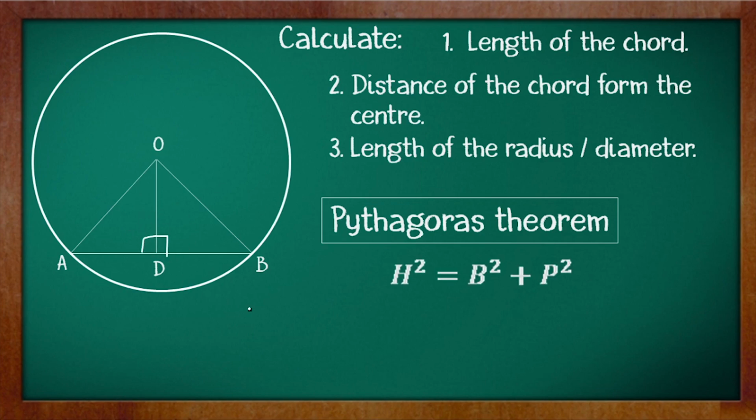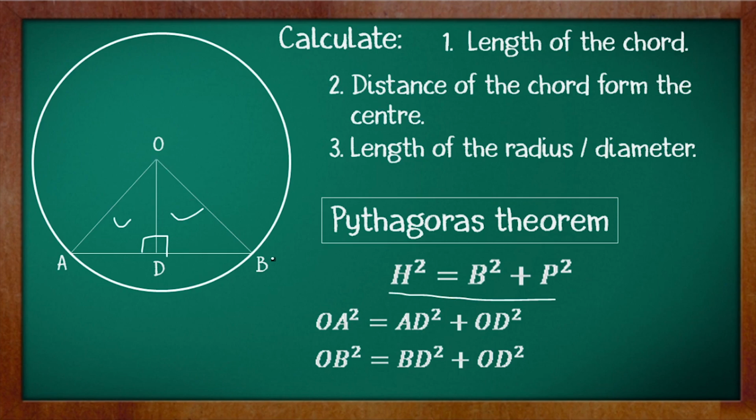Pythagoras theorem says that hypotenuse square is equal to base square plus perpendicular square. We'll be using this theorem in these two triangles. You can use either of the two triangles. Suppose we use this triangle, OAD, then we have OA squared is equal to AD squared plus OD squared. OA squared is the hypotenuse, AD squared is the base, and OD squared is the perpendicular. Or you can use this triangle also. So we'll have OB squared, the hypotenuse, equal to BD squared, the base squared, plus OD squared, the perpendicular squared.